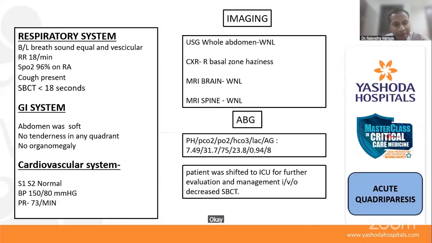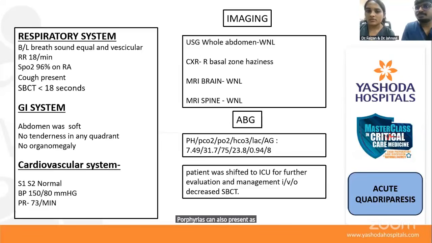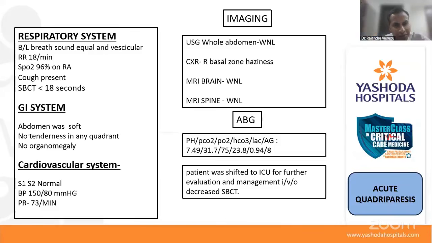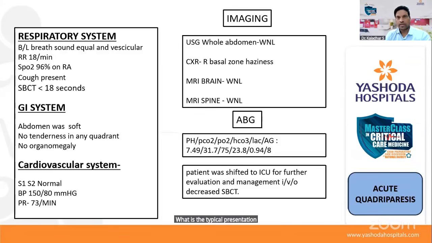Okay. Any other peripheral neuropathy you can think about in an acute condition? Very rare, but porphyrias can also present with this acute flaccid weakness, sir. Rare conditions would be acute intermittent porphyrias, sir. Acute porphyrias can also cause this type of paralysis, peripheral neuropathy. Okay. What is the typical presentation of acute intermittent porphyria?